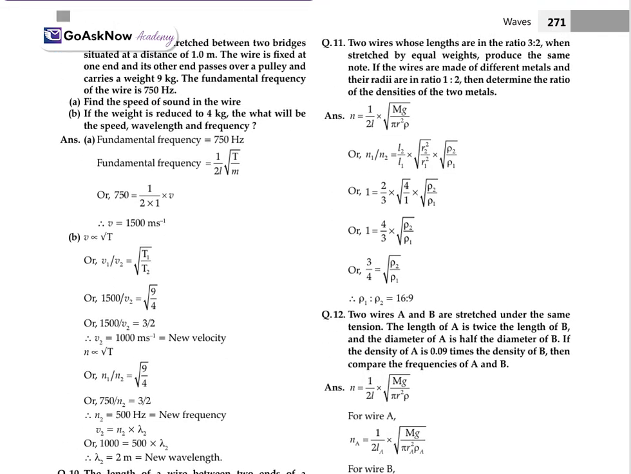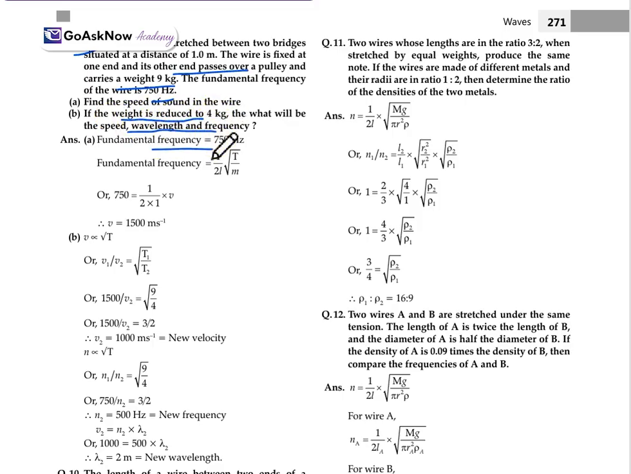Okay. Now a uniform wire is stretched between two bridges situated at a distance of 1 meter. The wire is fixed at one end and the other end passes over a pulley and carries a weight of 9 kg. The fundamental frequency of the wire is 750. Find the speed of sound in the wire. If the weight is reduced to 4 kg, then what will be the speed, wavelength and frequency?